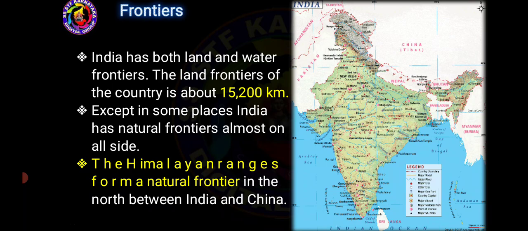Let's see the frontiers now. As I already told, our country has both land and water frontiers. The land frontier is about 15,200 kilometers. Except in some places, India has natural frontiers almost on all sides. We have the Himalayan ranges. It is a natural boundary which separates our country from the other countries. Where is it? It is in the north between India and China, the Himalaya mountains.